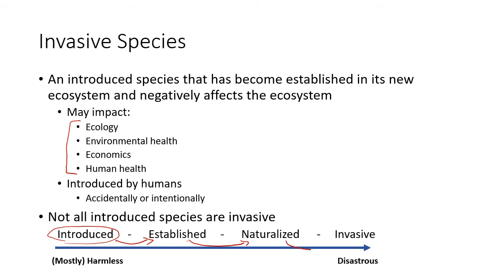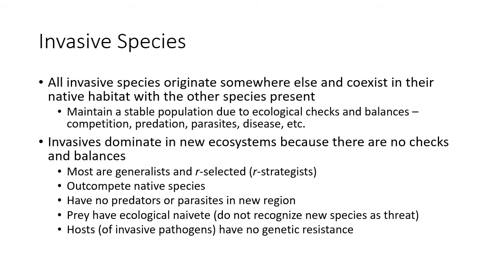Okay, and then if they do check off one of these four boxes, negatively impacting ecology, human health, or economics, then they are considered invasive. So to be invasive, they have to really fit all of the above, and not all introduced species are invasive. All invasive species originate somewhere else, so they are native to some place on the planet, obviously, and they do coexist in that natural habitat with the other species that are there. Again, they do maintain stable population size due to ecological checks and balances. But they go to their new ecosystem and there are no checks and balances.